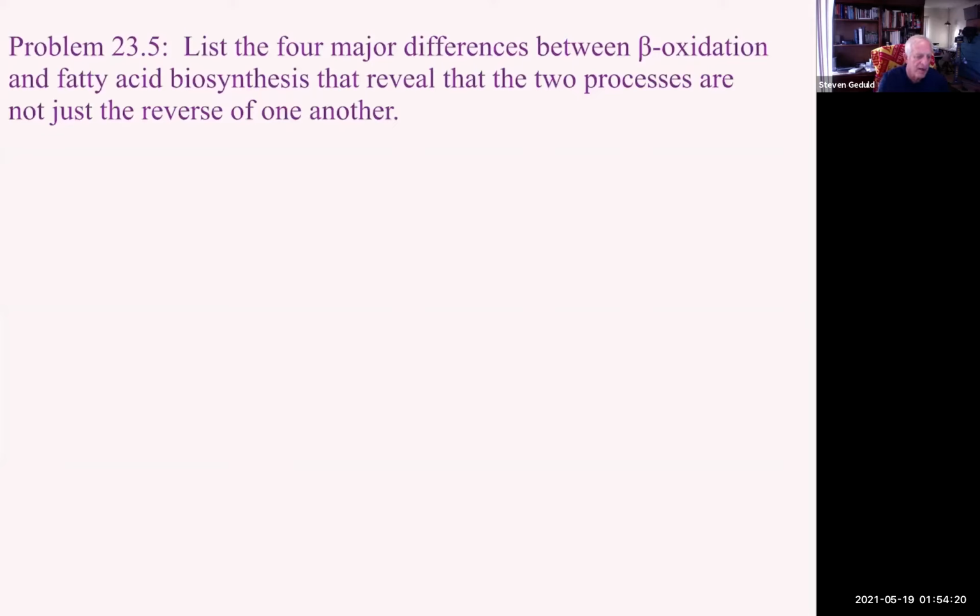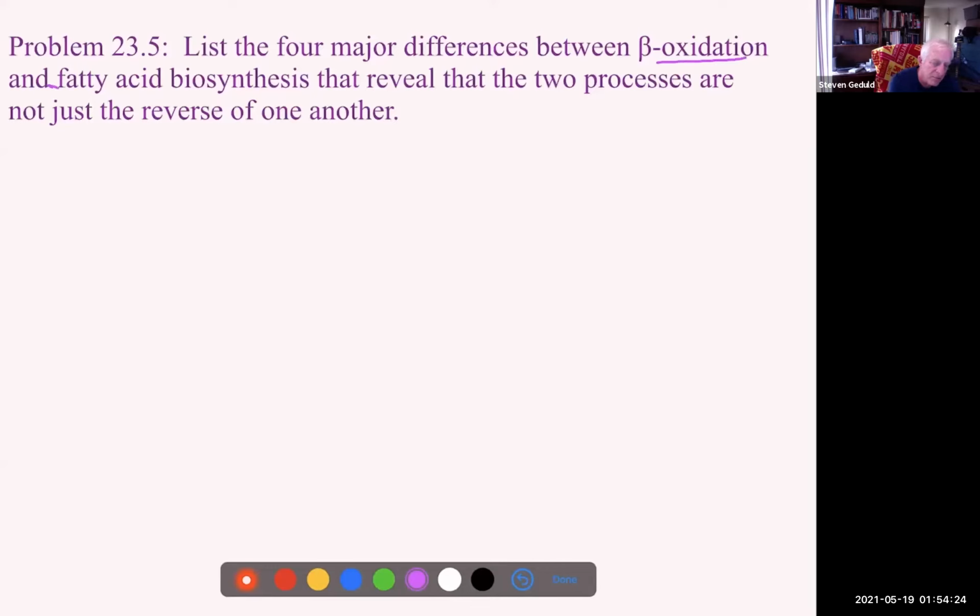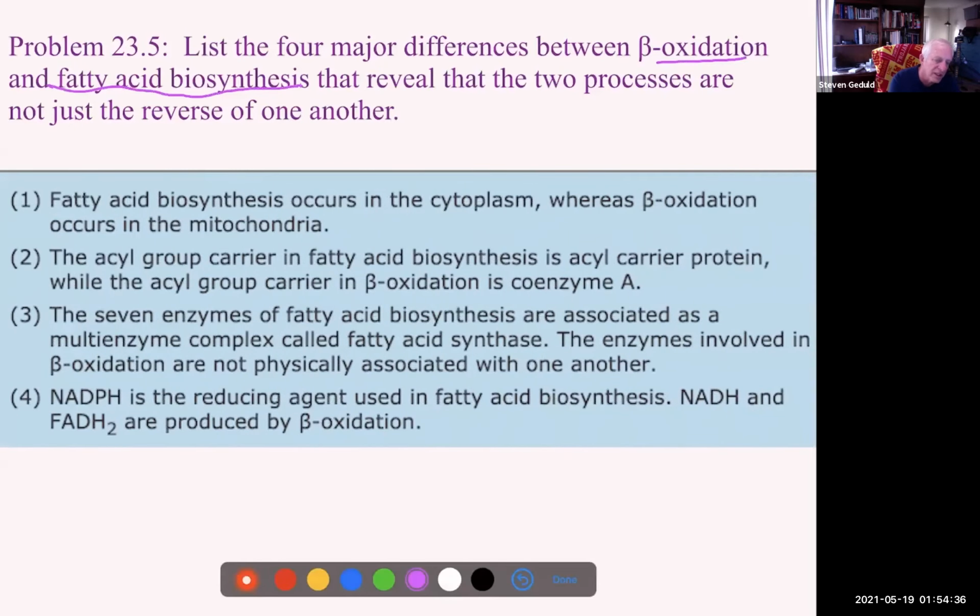List 4 major differences between beta oxidation and fatty acid biosynthesis. Remember, they're the reverse of each other. The two processes are not just the reverse of one another. They're opposite, but they have different intermediates. Okay. So 4 major differences. First one is fatty acid biosynthesis occurs in the cytoplasm. Beta oxidation occurs in the mitochondria where ATP is formed.